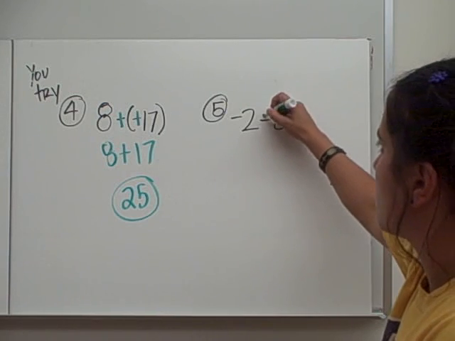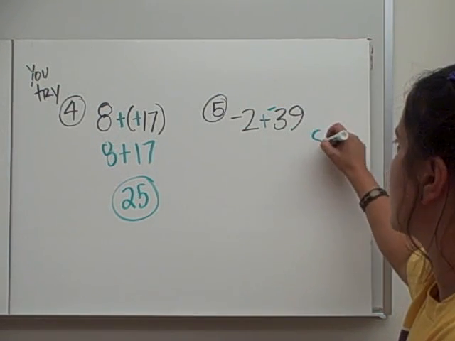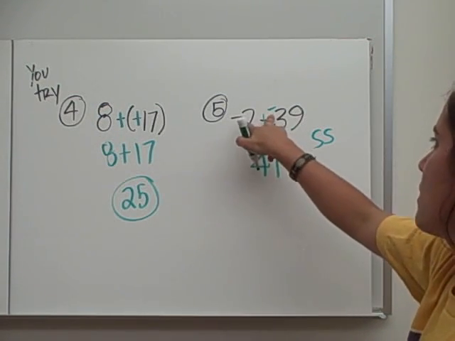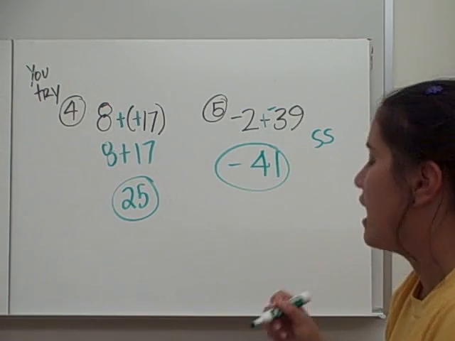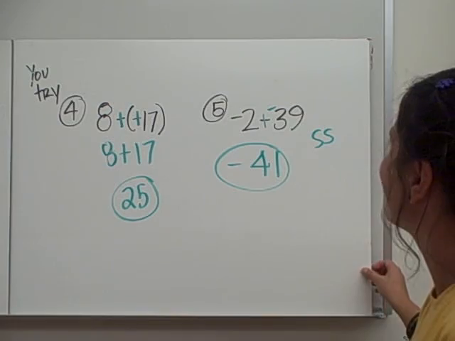On number 5, I touch twice. Now I have a negative 2 plus negative 39, which is the same sign problem. I add them, and I get 41. I need to remember to carry down my negative, and my answer is negative 41. I hope you got those right.